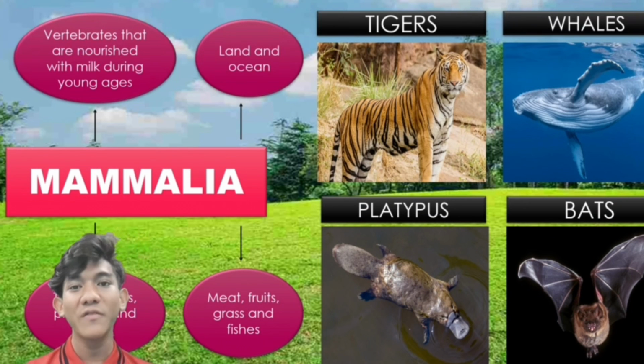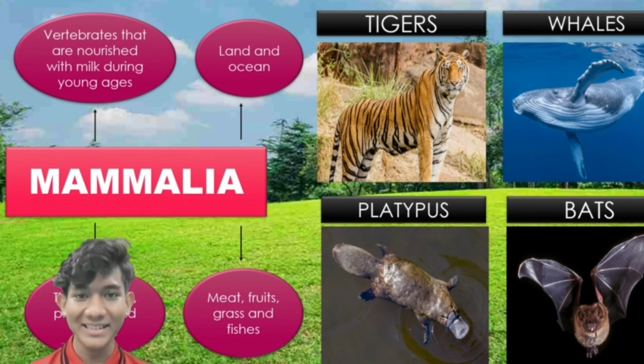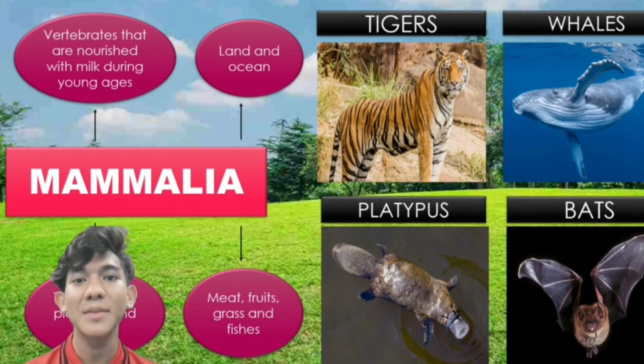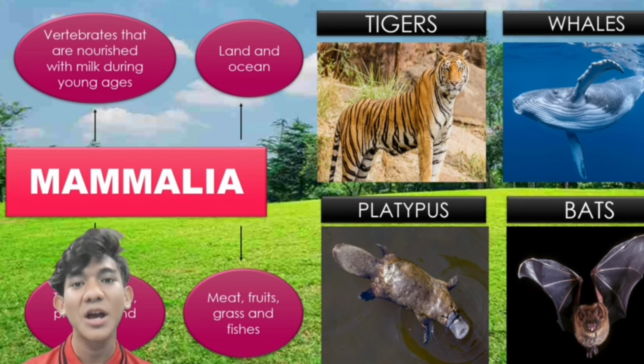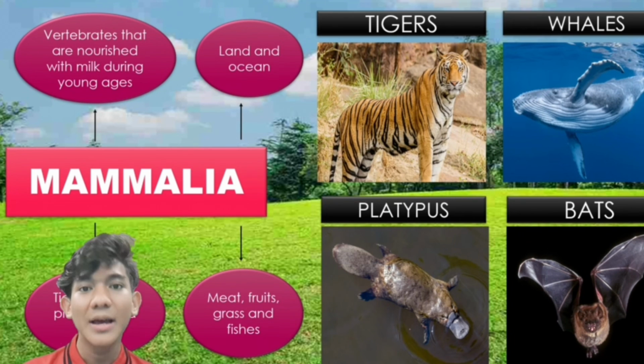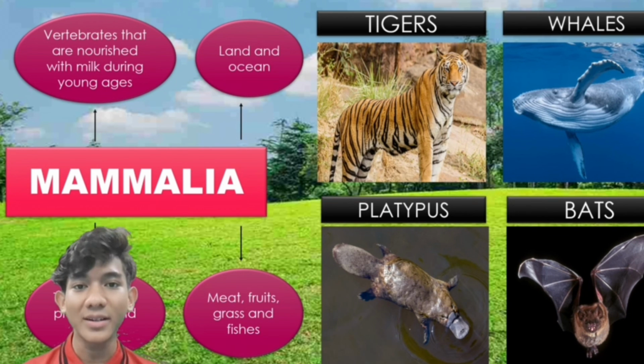And now, moving on to the last subcategory of gnathostomata, which is mammalia. Mammalia are vertebrates that nourish their young ones with milk. Their habitats are usually on land and in the ocean. They also love to eat meat, fruits, grass, and fishes. And as you can see, some of the examples are tigers, whales, platypus, and yes, for those who didn't know, bats are mammals as they give birth to their young ones without laying any eggs.